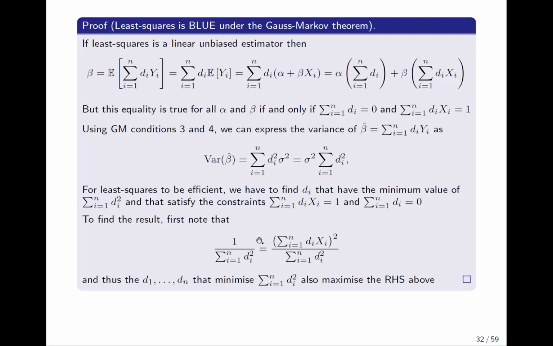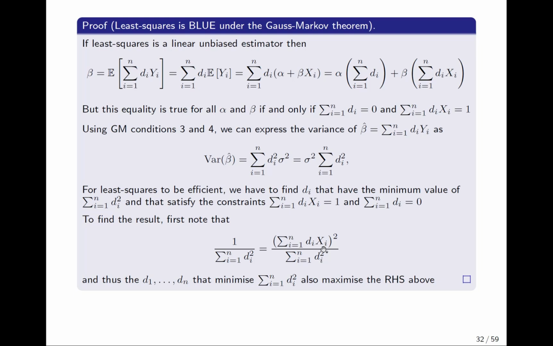To do that, rather than minimize, we're actually going to maximize. And the reason we're going to do that is we can write this expression here, 1 over the sum i equals 1 of di squared, this is the quantity that we're trying to minimize, in this form here. So we're going to replace 1 by our constraint, and the denominator remains the same. All we've done here is plug our constraint into this quantity here. And the d1 to dn that minimize this thing also maximize this quantity above. So that's what we're going to set out to do. We're going to set out to maximize this.